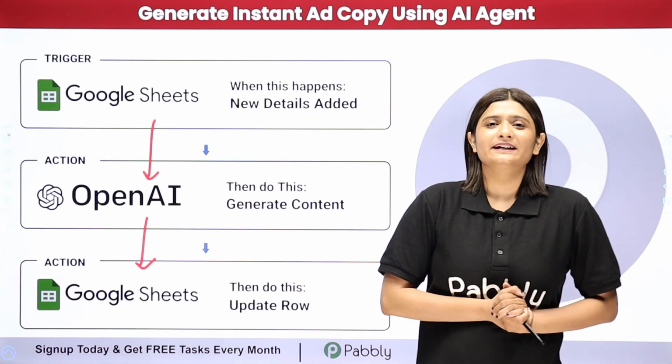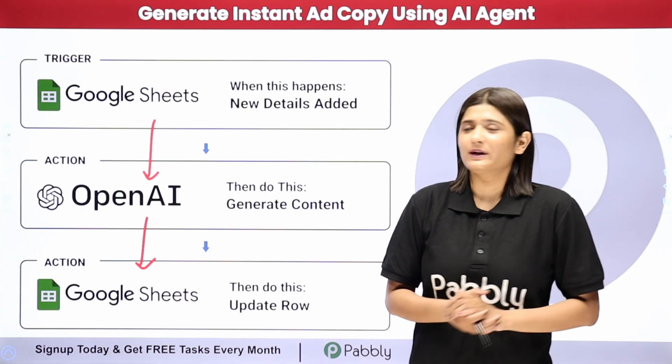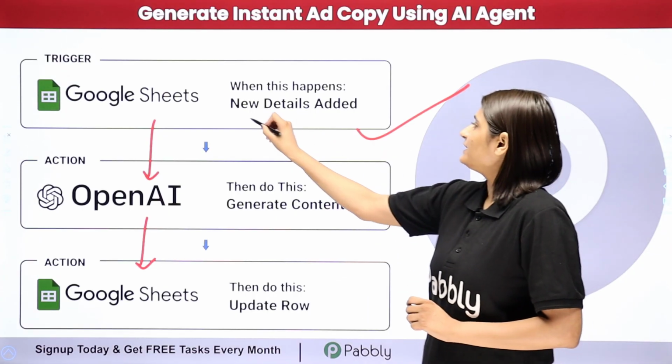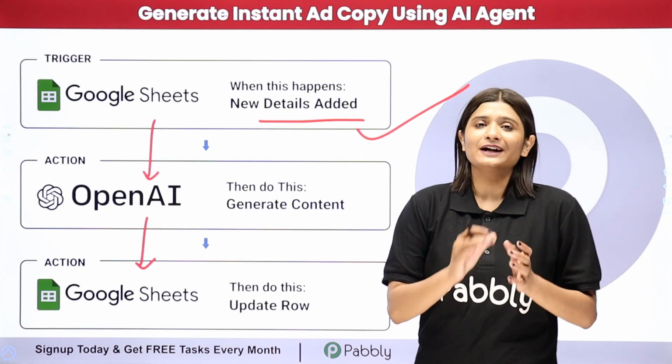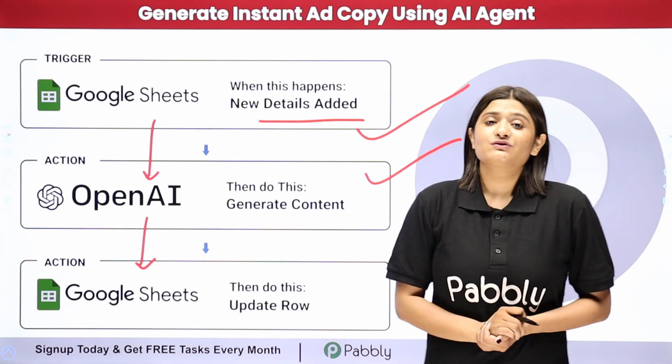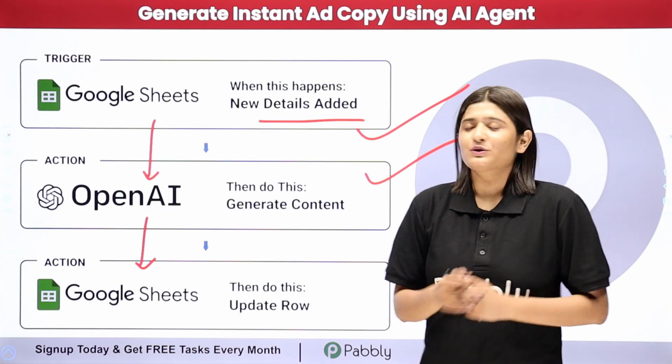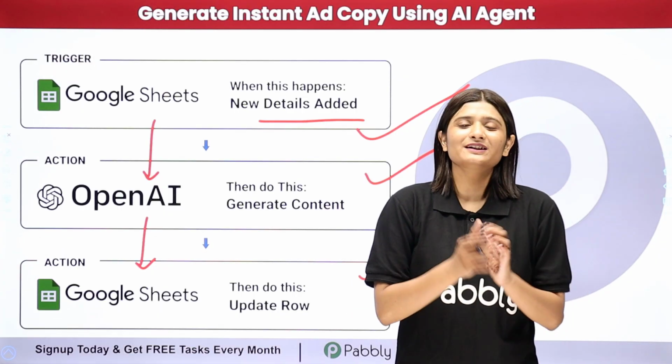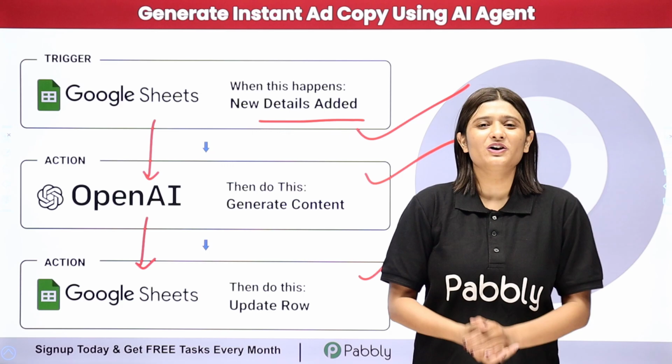With the help of Pabbly Connect, I'm going to build this connection in such a way that whenever I add a new detail in my Google Sheets spreadsheet, the ad copy or the content will be automatically generated using OpenAI and automatically updated in my Google Sheets spreadsheet. Now, if you want to learn the step-by-step process, then let me take you all to my screen.